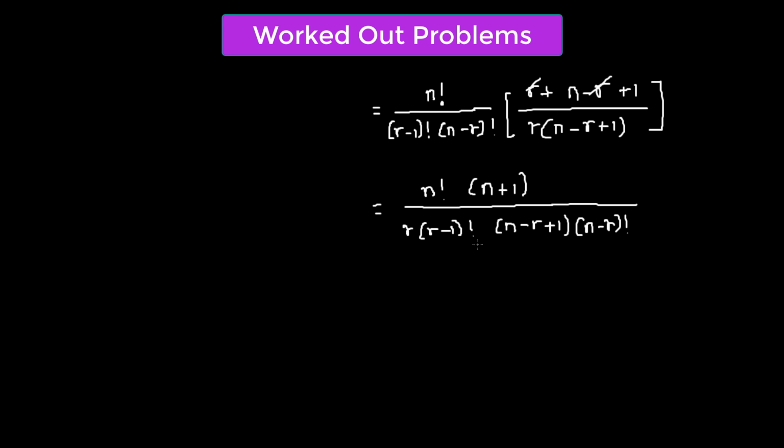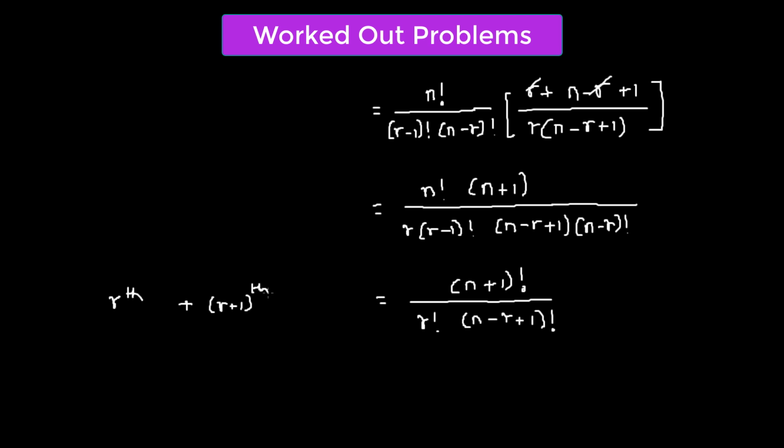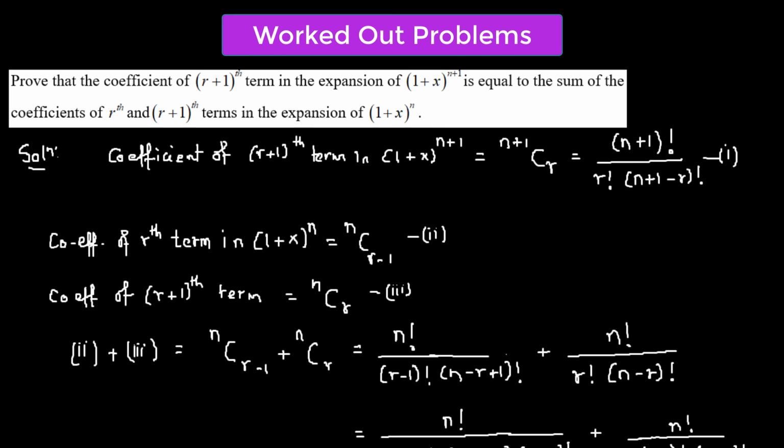We can combine: (n plus 1) times n factorial will be simply (n plus 1) factorial, divided by r times (r minus 1) factorial, which will be r factorial, and (n minus r plus 1) times (n minus r) factorial will be simply (n minus r plus 1) factorial. So this was obtained by adding the coefficient of the rth term plus the r plus 1th term, and this result is exactly equal to the coefficient of r plus 1th term in the first binomial expression.